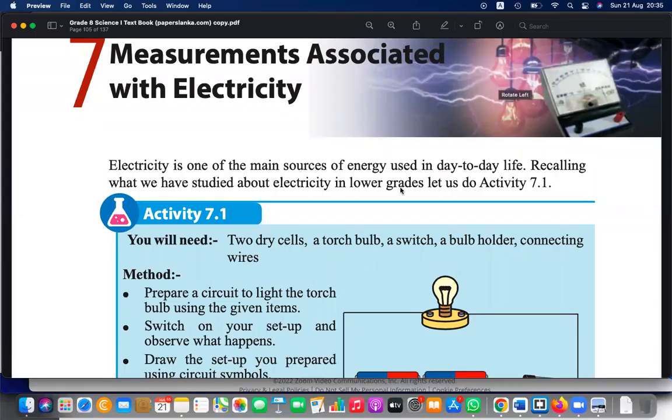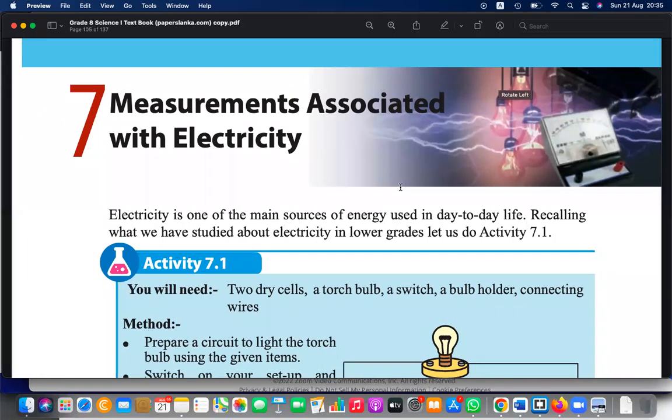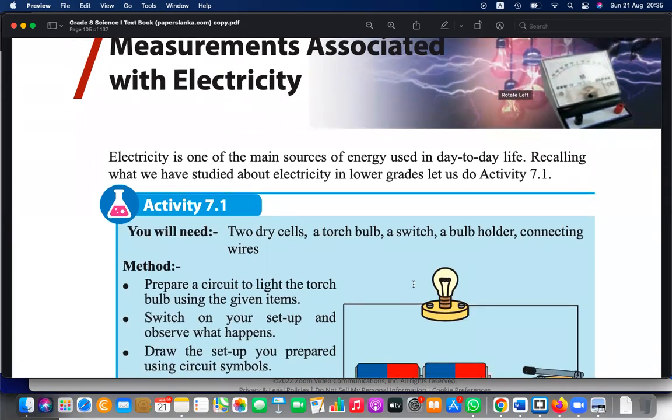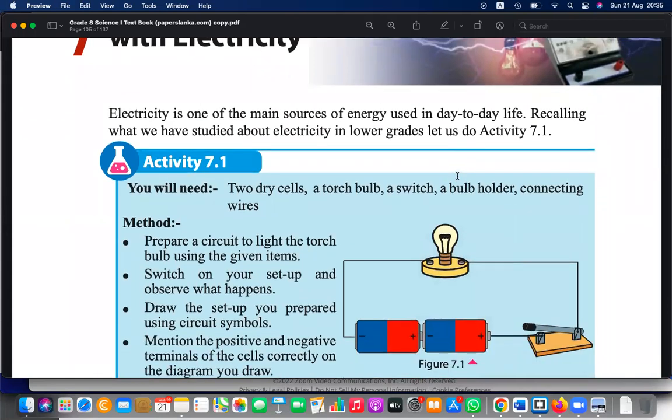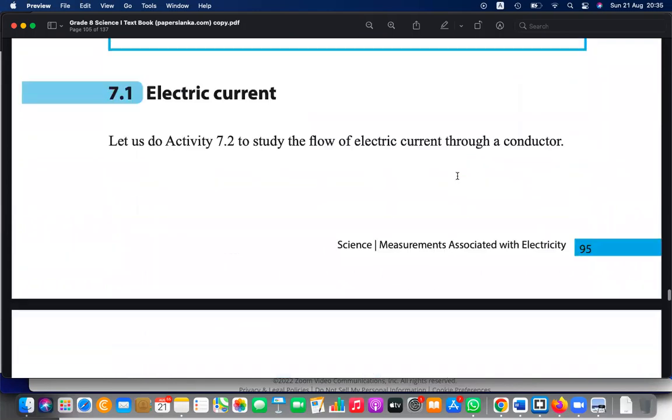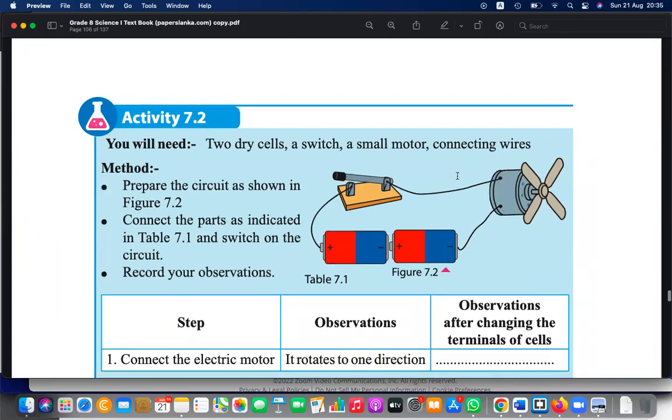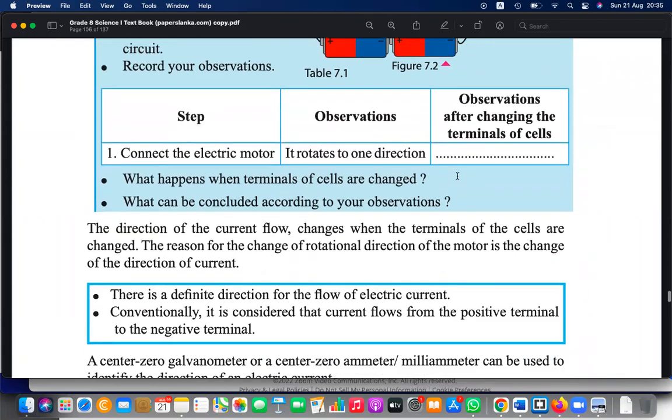Right, okay. So let's begin with our new lesson, which is measurement associated with electricity. This is again a practical and interesting one. Here you are going to learn about the basic principles of electricity, how this energy is used in day-to-day life, and also how we can create different circuits using this. And before we begin, I would like to do a small experimental thing, right?